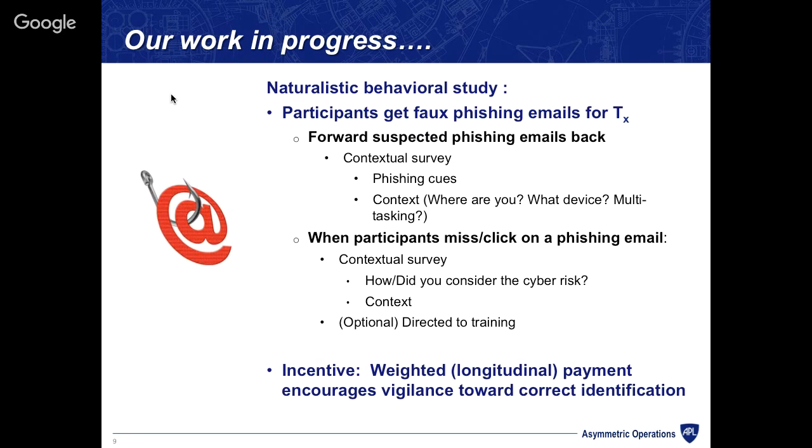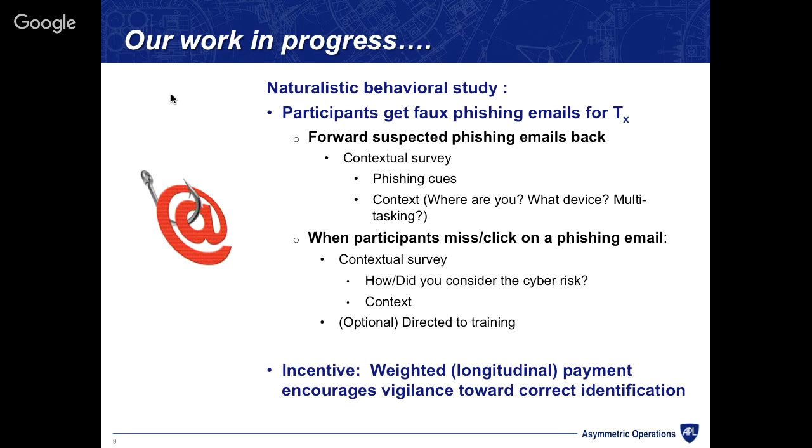And when they miss a phishing email and they click on it, they follow up on it, because we're going to be choosing some topics that people would follow up on. Oh, here, click here to see what your retirement account balance is, or anything. They'll also get a contextual survey. Did you consider the risk? Okay. What was the context? And we might direct them to training. If we don't have to, I'm not sure.